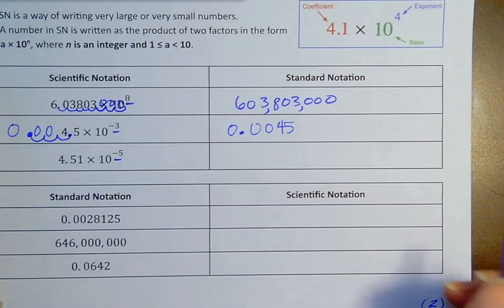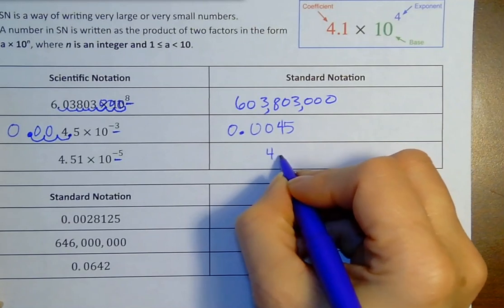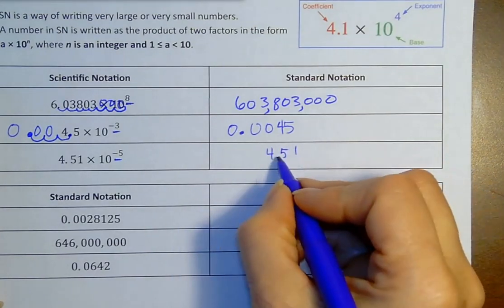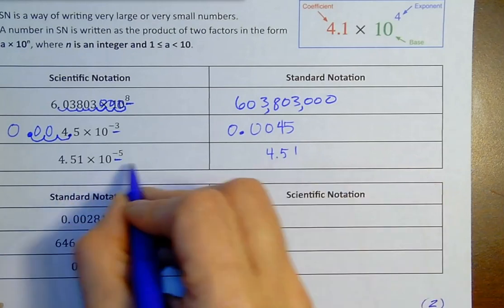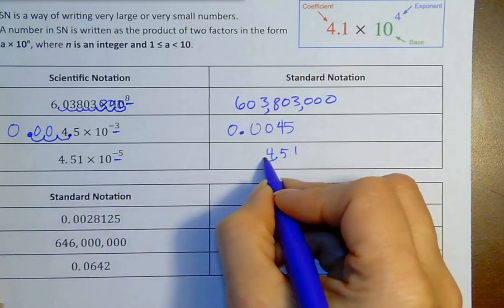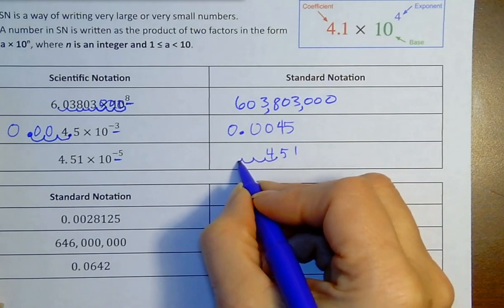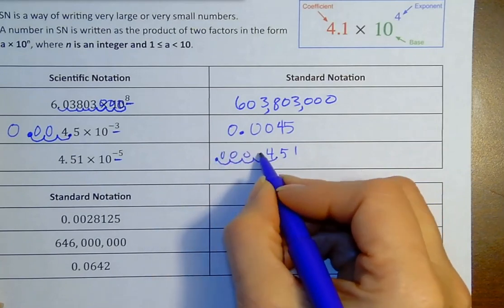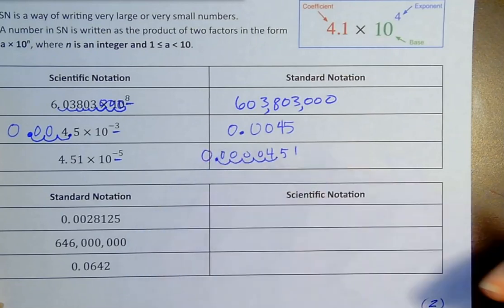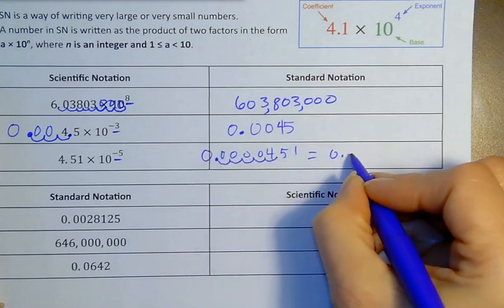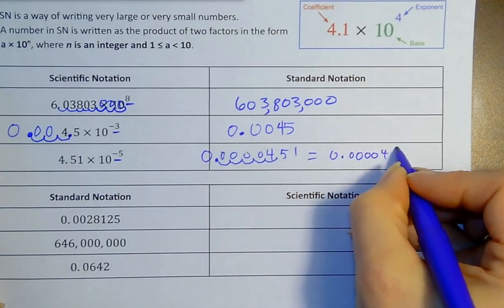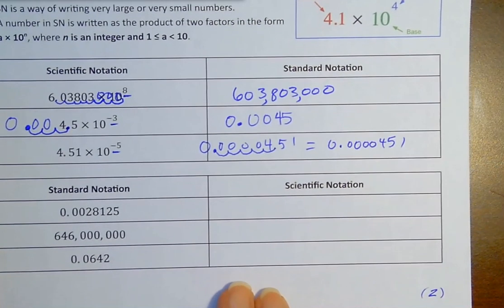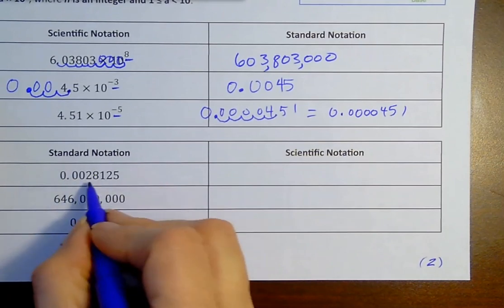All right. So 4.51 times 10 to the negative 5, it's going to be a small number because that negative means it's going to be a really small number. I am going to write 451. This is my original decimal point, and I need to move it 5. It's going to be small, so I'm going to move it 5 to the left. 1, 2, 3, 4, 5. That's my new decimal point, and I fill in everything else with zeros. And if you want to rewrite that, 0.0000451.